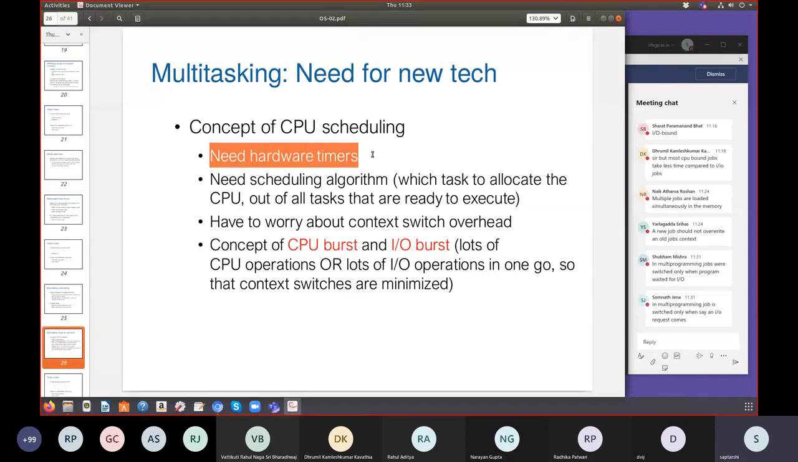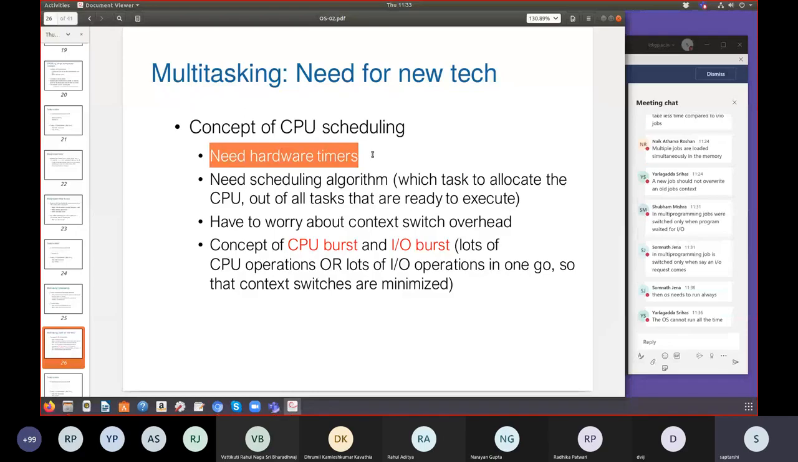By the way, let me ask a question here. Suppose in this context, why cannot the OS keep track of time? Why do you need another hardware device? Say job A is running. After 10 milliseconds, job B has to be allocated to the CPU. Why cannot the OS keep track of time? Exactly, again, Somnath and Srihash have given the correct answer. The OS is not running now. Job A is running. So how can the OS keep track of time?